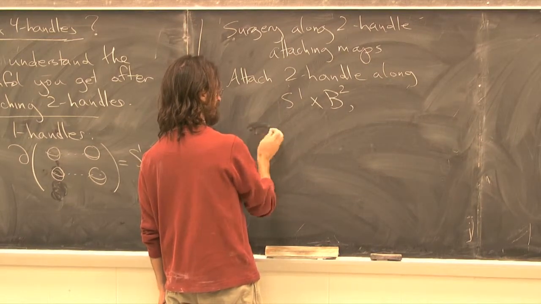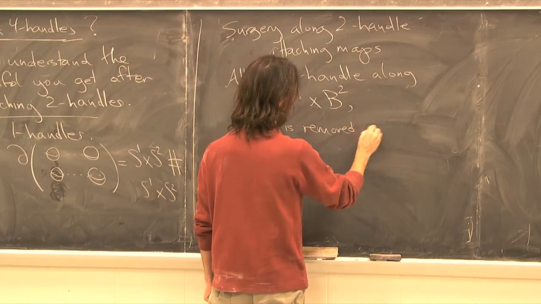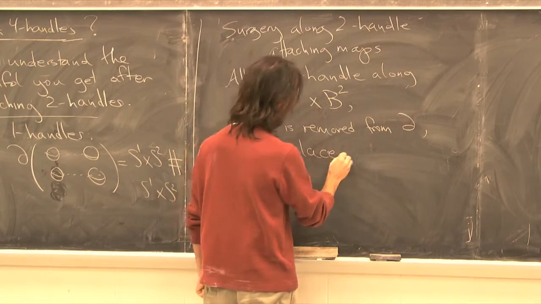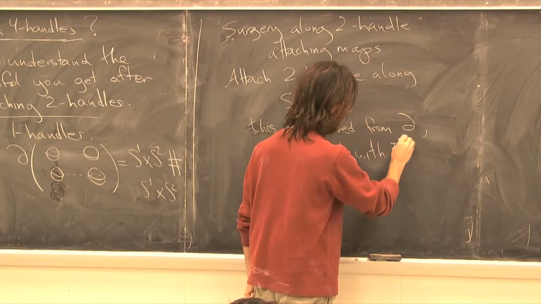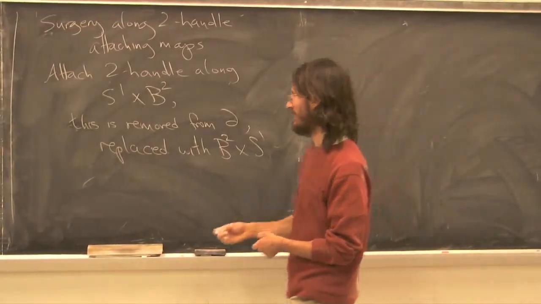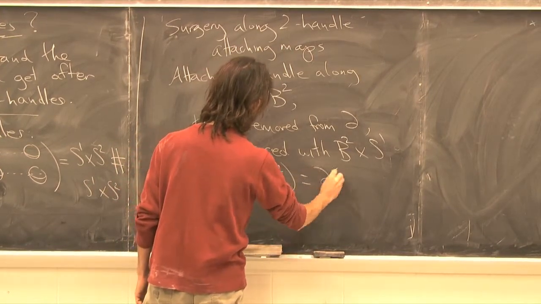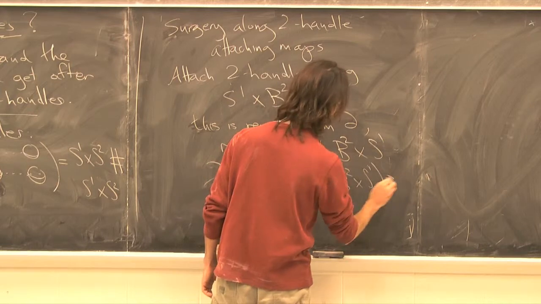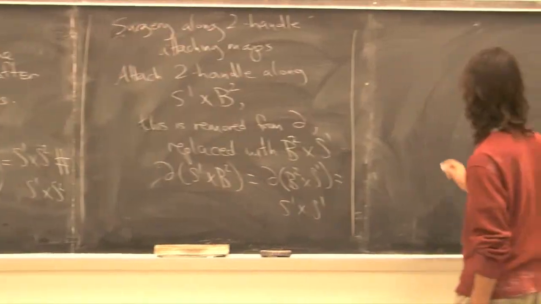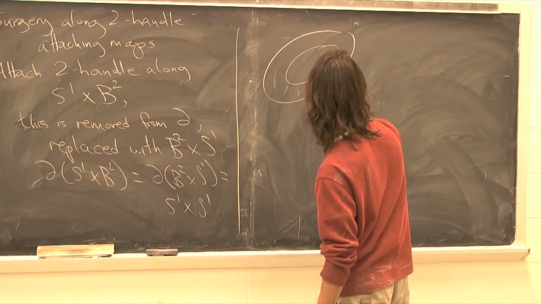The new boundary, this is removed from the boundary, and replaced with B2 cross S1. And of course, if you're replacing it, they better have the same boundary. And so the point is that the boundary of S1 cross B2 equals the boundary of B2 cross S1. And so this is the most famous type of surgery. You have some solid torus inside the three manifold.